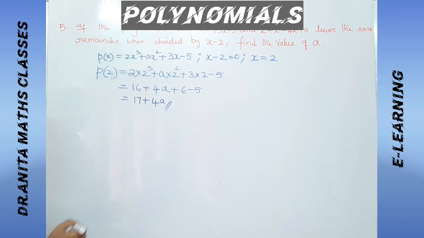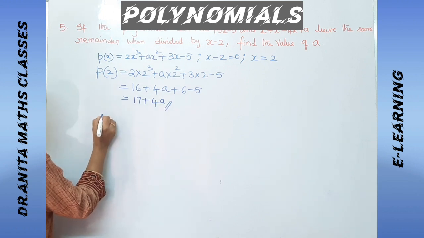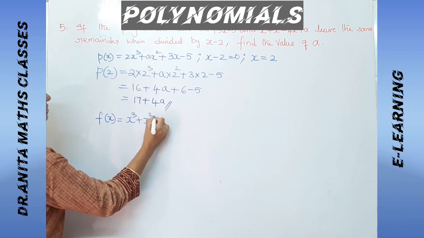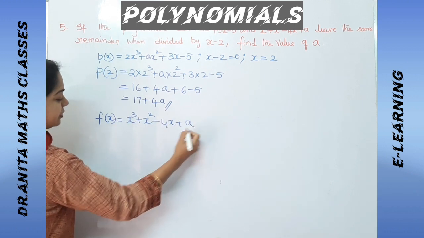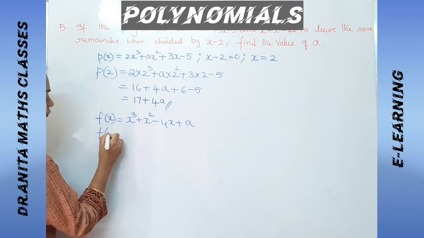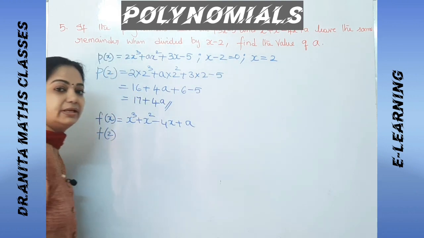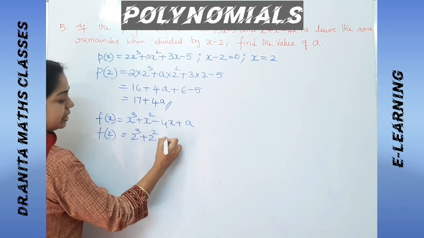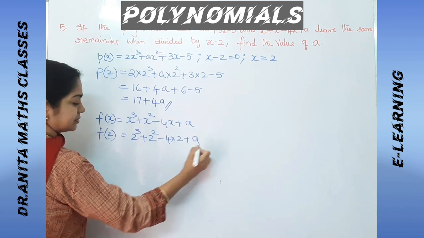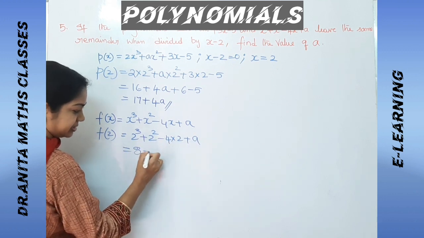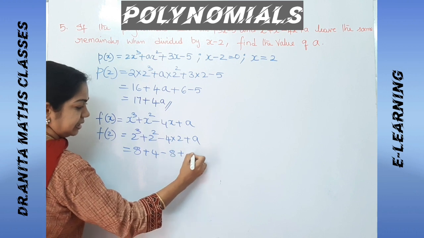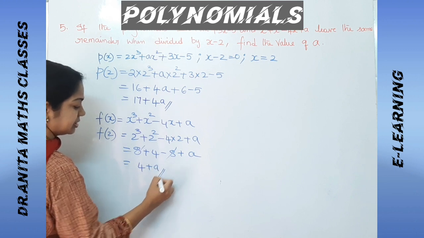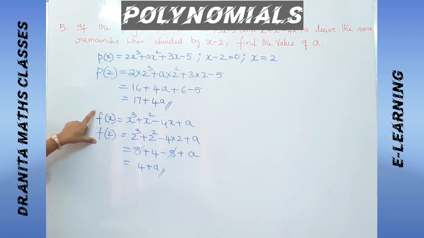Let us find it for the second polynomial. Let us take f of x as the second polynomial, x cube plus x square minus 4x plus a. Here f of 2, the same linear polynomial is dividing. So 2 cube plus 2 square minus 4 into 2 plus a, substituting 2 in place of x. 8 plus 4 minus 8 plus a. So minus 8 and plus 8 cancel, leaving 4 plus a. This is the remainder we got when dividing the second polynomial.